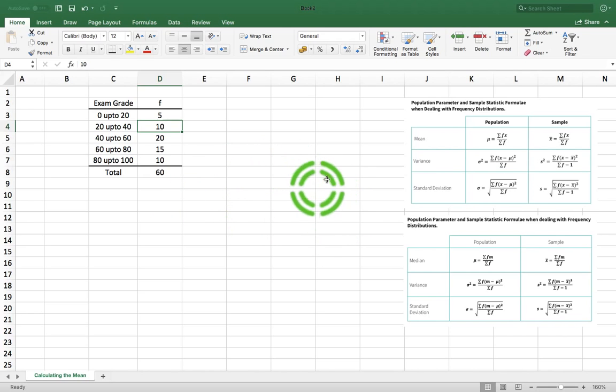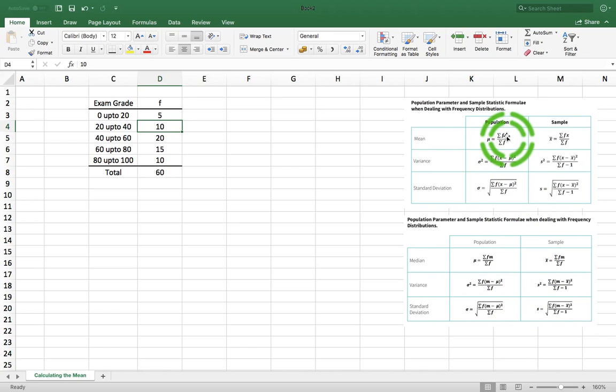Now, there are many formulas in relation to this. Over here, I have some sets of formulas: population parameters and sample statistics listed down here. For the mean, mu in the population case is equal to sigma fx over sigma f, and in the sample case it's also sigma fx over sigma f. You can see the variance formulas are depicted here. I've given two sets of formulas, this one for a frequency distribution, and this one also for a frequency distribution.